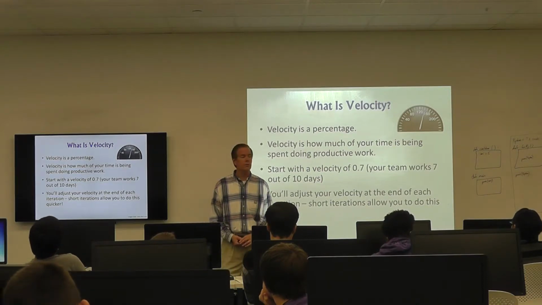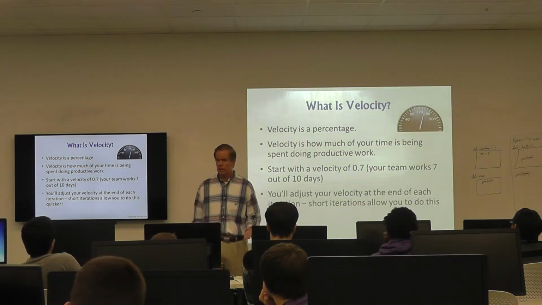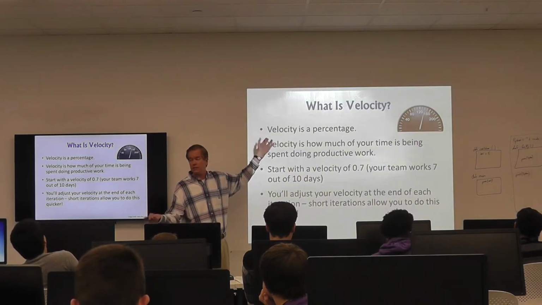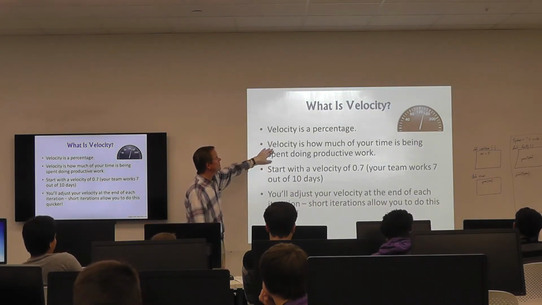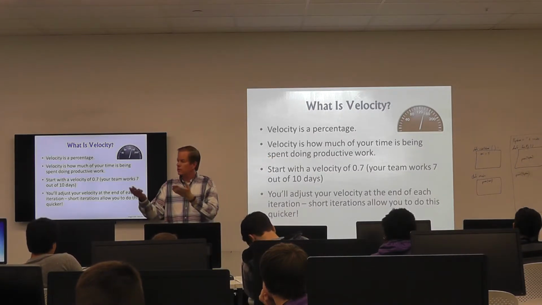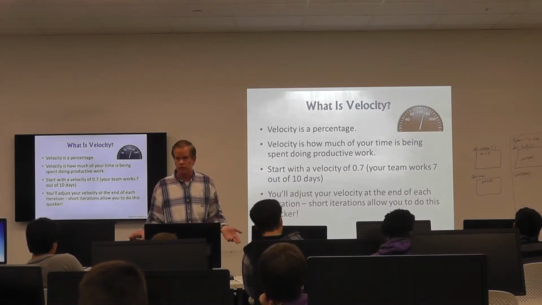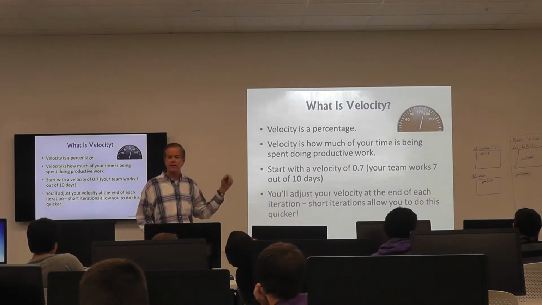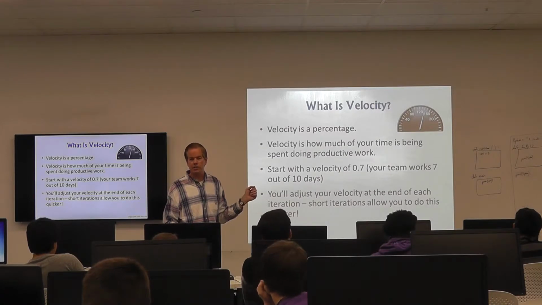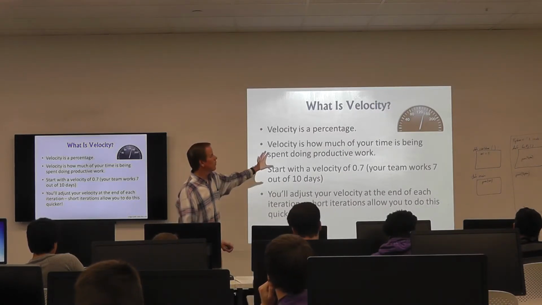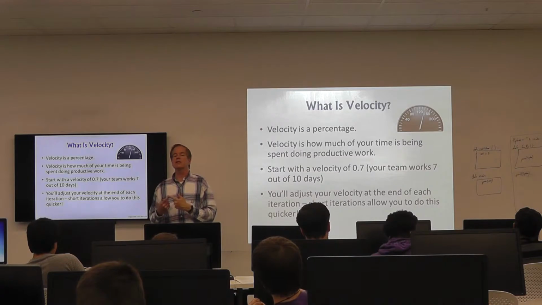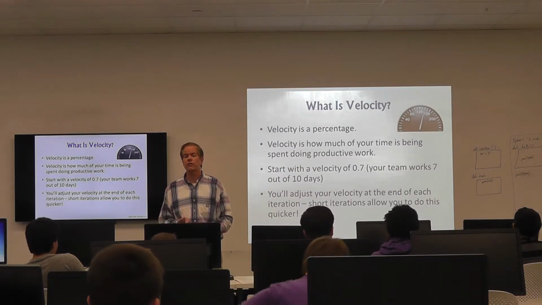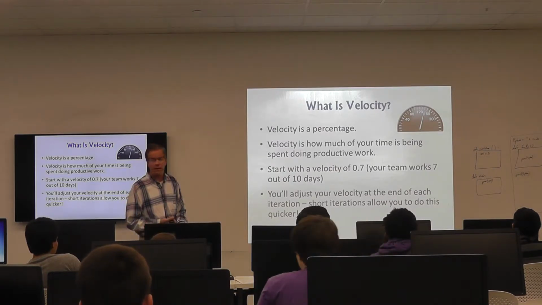So velocity is when we work the real world into our estimating process, right? Velocity is a percentage. It's how much of your time is being spent doing productive work. It's great to come up with estimates, and it's great to fit all this stuff into an iteration, but you're really just talking to yourself at that point in time. When you work velocity into it, all of a sudden you've worked in a real-world understanding of exactly how much work a particular software development team can get done in a particular amount of time. Okay?